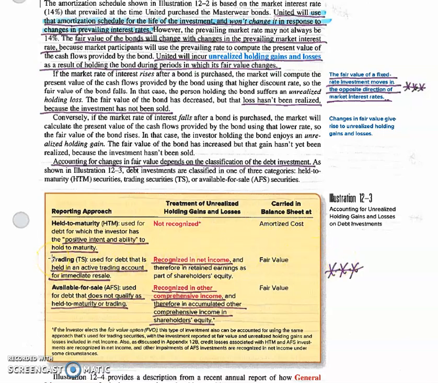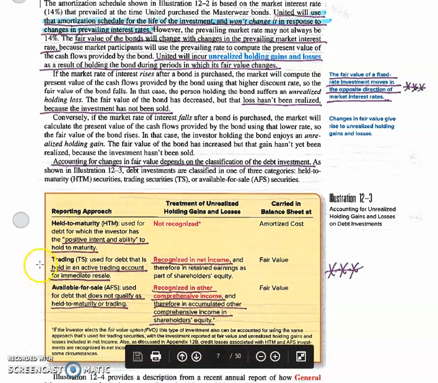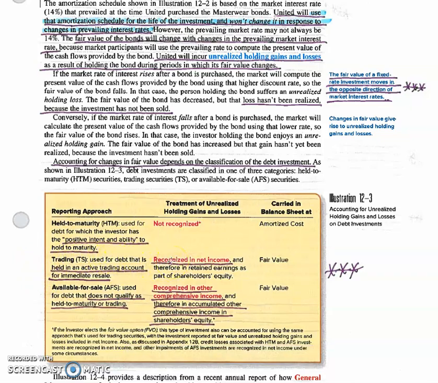Now, trading securities are actively traded. In other words, they're bought with the intent of getting a short-term market gain and then selling them. And so they are recognized at fair market value on the balance sheet. And any gain or loss during the period is recognized in net income on the income statement. Okay, available for sale. And if I were listing these, I'd put available for sale in the middle because it's the middle category.